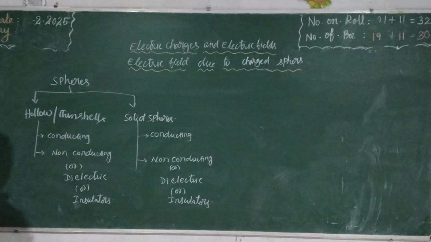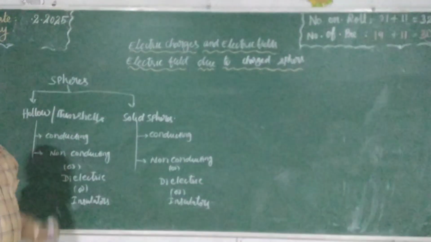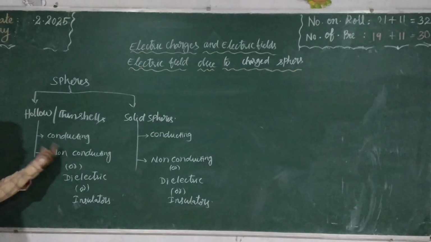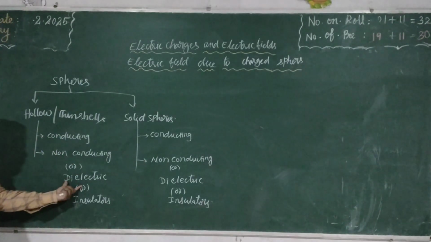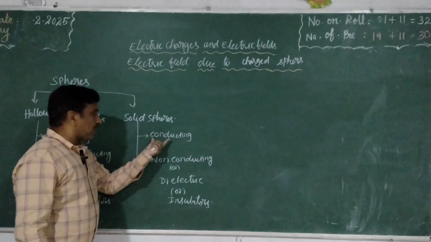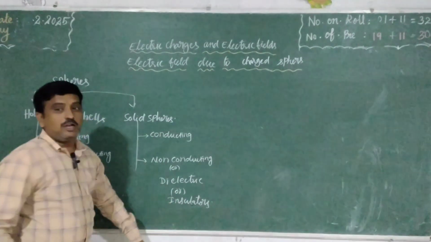See here, we have two types of spheres, hollow spheres and solid spheres. Hollow is nothing but thin shells. Conducting, non-conducting. Non-conducting is nothing but dielectric or insulator. Solids also, conducting, non-conducting. Non-conducting is dielectric or insulators.